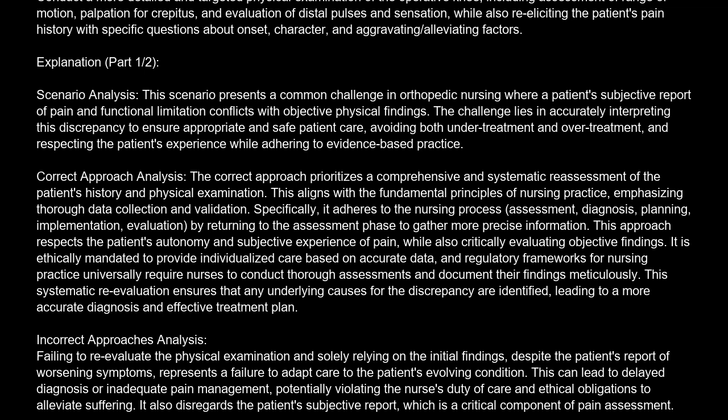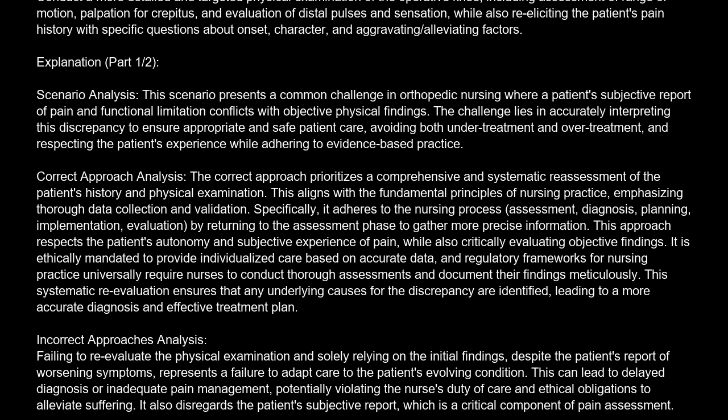It is ethically mandated to provide individualized care based on accurate data, and regulatory frameworks for nursing practice universally require nurses to conduct thorough assessments and document their findings meticulously. This systematic reevaluation ensures that any underlying causes for the discrepancy are identified, leading to a more accurate diagnosis and effective treatment plan. Incorrect approaches analysis.